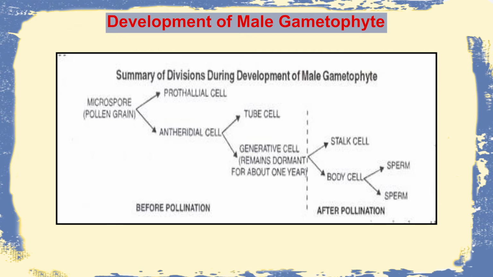So, before pollination the prothallial cell and antheridial cell are developed, and then the antheridial cell also develops into the tube cell and the generative cell. So, in a typical 4-cell condition or typical 3-cell condition, there is pollination, and after pollination there will be the stalk cell and the body cell, and the body cell will produce the 2 sperms.